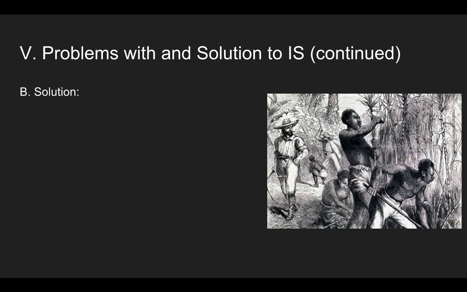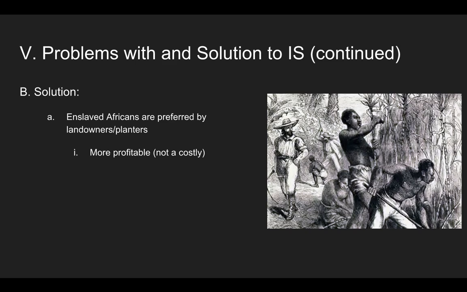So the solution is that enslaved Africans are preferred by landowners and planters. Instead of having to deal with giving land over to indentured servants, and most of them dying anyway, this system of enslavement of Africans seems to work better. It was more profitable because it didn't cost them much. They just had to purchase the enslaved person. Once the person was enslaved, they had to keep them alive with lodging and food, but it wasn't as expensive as having to give them land, like they did for indentured servants.